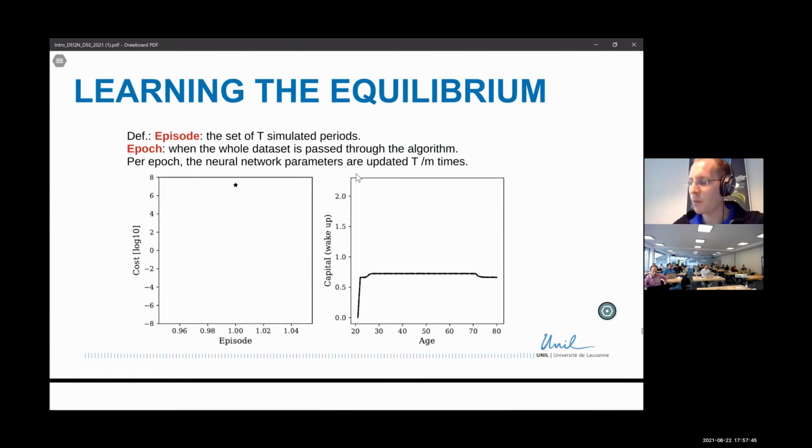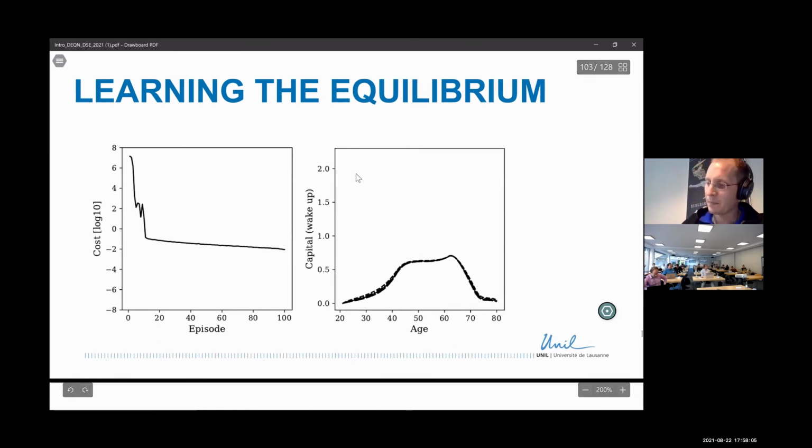Now let me just show you how this looks. On the right-hand side is the randomly initialized capital as a function of age. This is obviously complete nonsense, and the cost function here is gigantic. It's almost 10 to the 8, but I don't care. Then I start to simulate. After 100 updates of the policies, capital already starts to look reasonable, but the error is still quite big. It's probably 10 to the negative 1 or so.